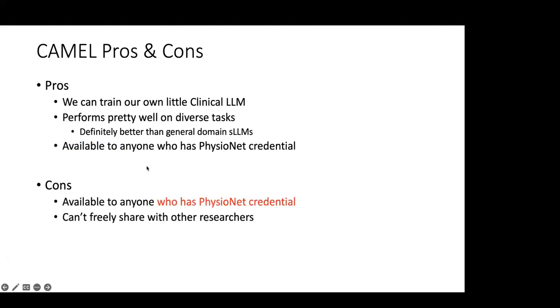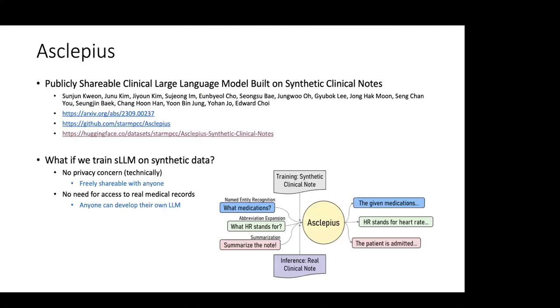The problem is that it is only available to those who have a PhysioNet credential, because after we open sourced Camel, a lot of people reached out to us to share the model, and we couldn't because they didn't have a PhysioNet credential or didn't have any CITI training or whatever. So we couldn't share our work with those who were interested. So we actually ended up building this.